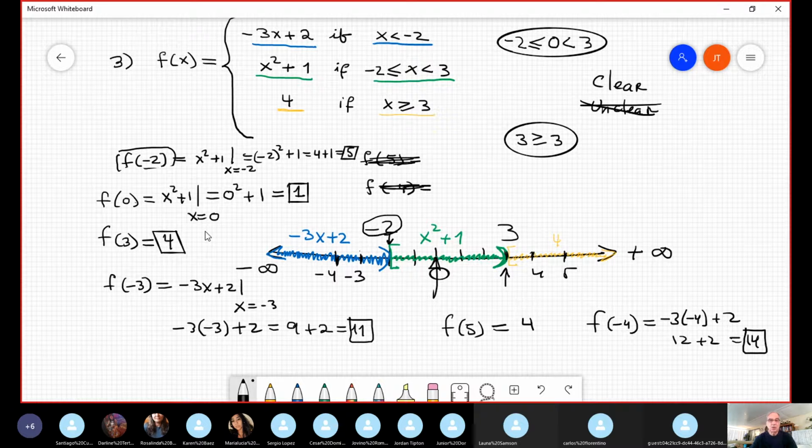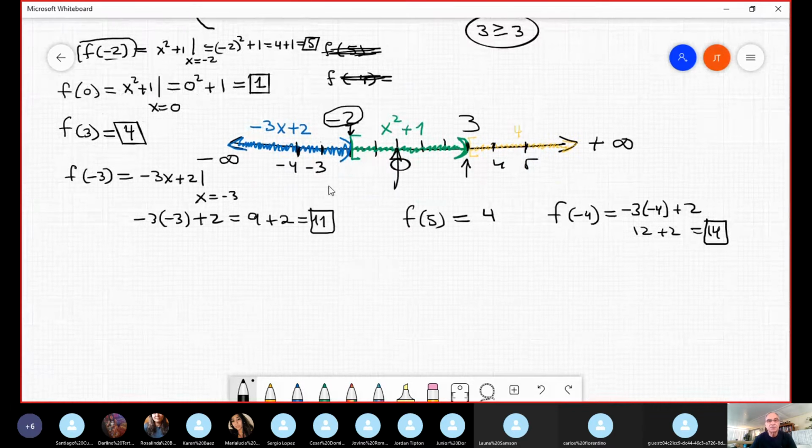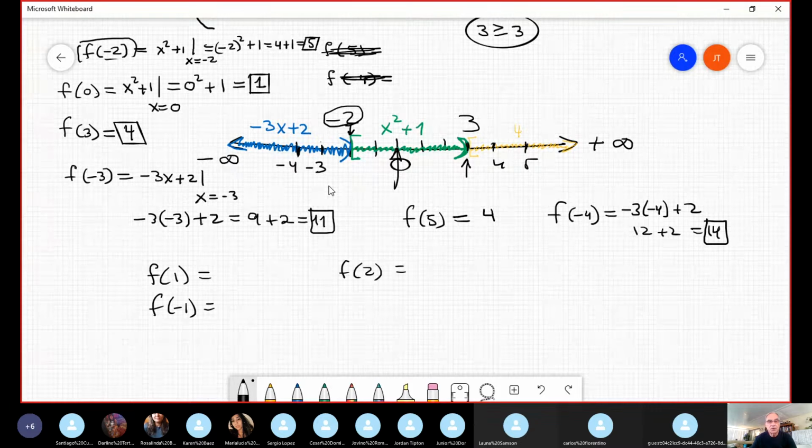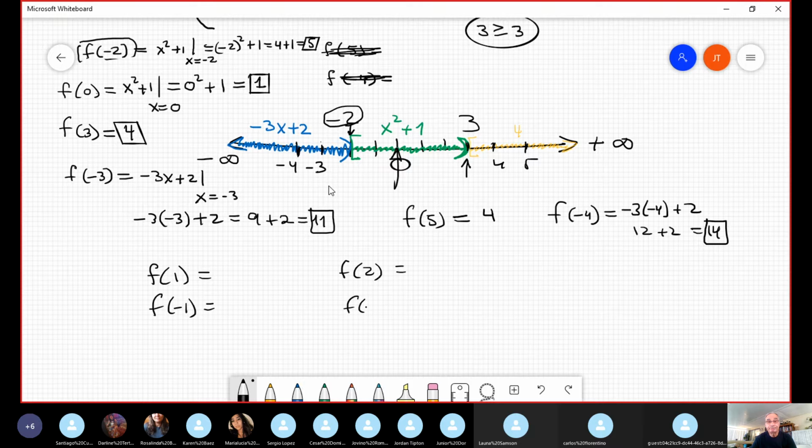You get the idea, or you need more points? Because I can. For example, I evaluate in 1, in negative 1, in 2, in 1/2. Why not? Okay, enough. Who helps me to evaluate in 1, for example?